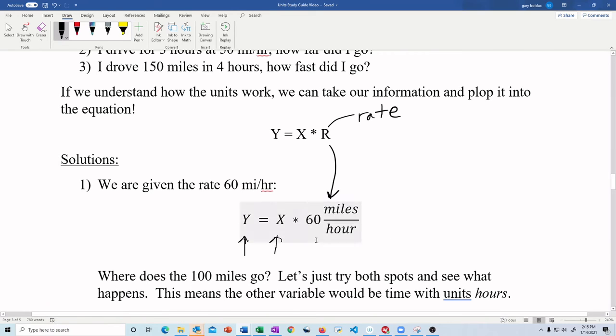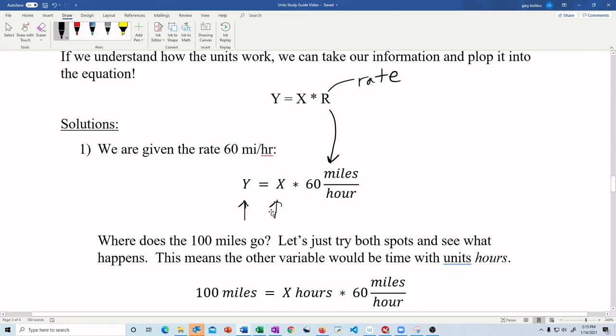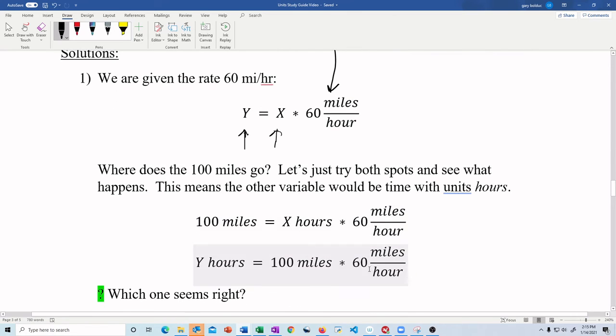So, okay, we got this equation. Where's the 100 miles go? Well, let's just plug it in. There's 2 options here.